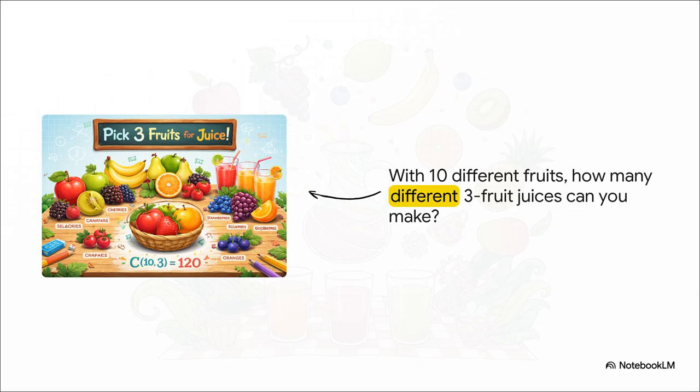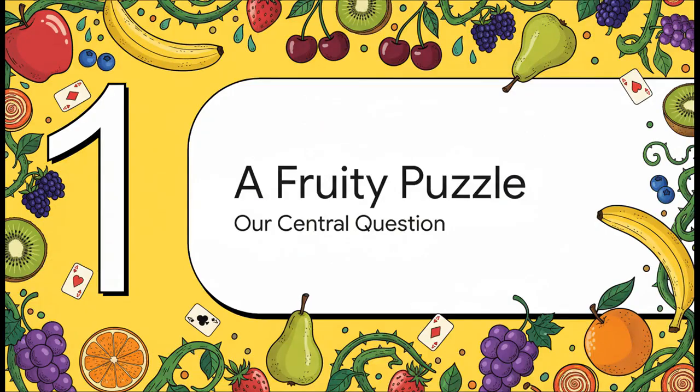So, this is the delicious little puzzle we're tackling. You've got 10 different fruits to choose from. All you have to do is pick 3. I mean, how hard can that be, right? Well, you might be surprised at just how many choices you actually have. Yep, so we're talking apples, bananas, cherries, pears, you get the idea. 10 fruits in total. And our mission is to find out how many unique 3 fruit juices we can whip up. That's the core question.